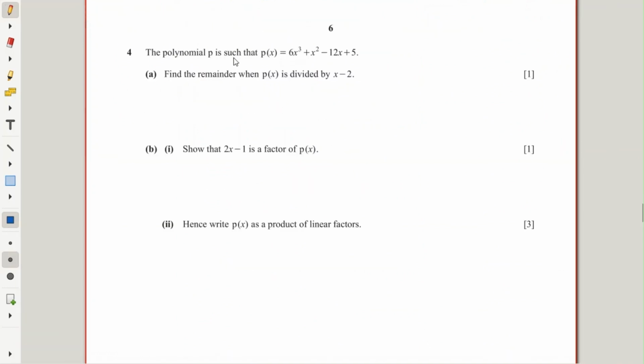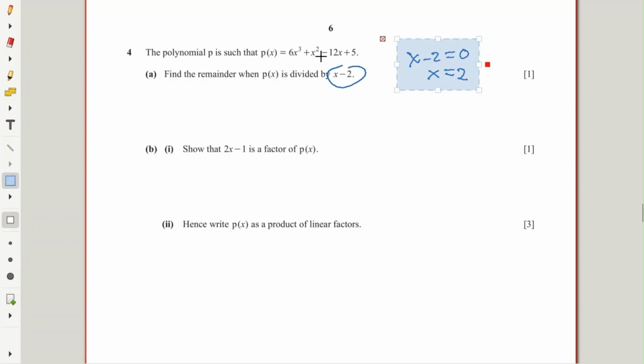All right, a polynomial is such that p of x is 6x cubed plus x squared minus 12x plus 5. Find the remainder when p of x is divided by x minus 2. So what do you do? You just take this one, equate it to 0. It will give you the value of x. X is what? 2.